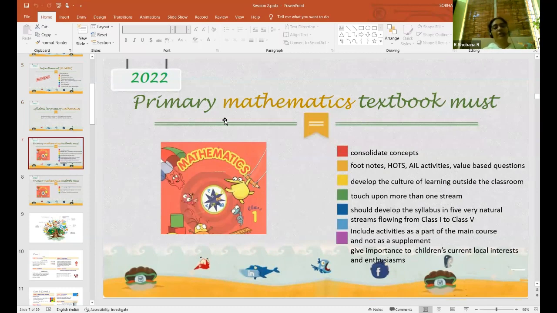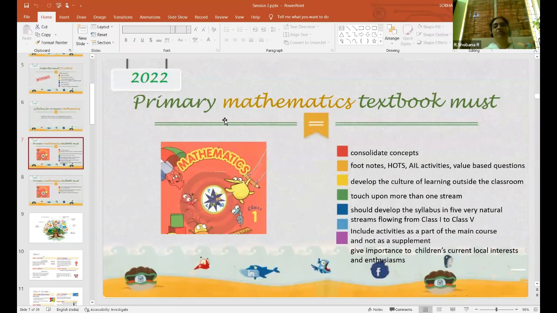What are the qualities that a maths textbook must have? As teachers, when we decide on a textbook for our children, we should always be very careful, because that acts as the basis on which we decide the activities on an everyday basis, and that is the textbook the child looks into every day. So the maths textbook must consolidate concepts. It must be very clear and precise with the concepts which it is trying to explain to the child.